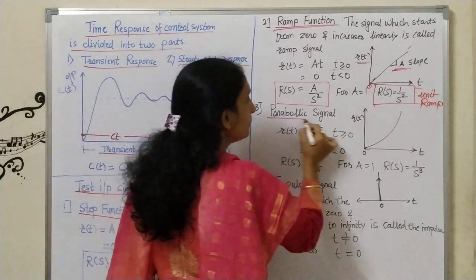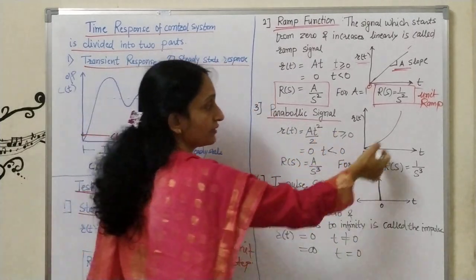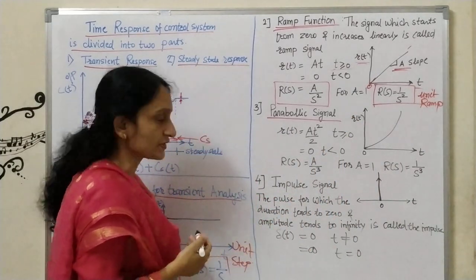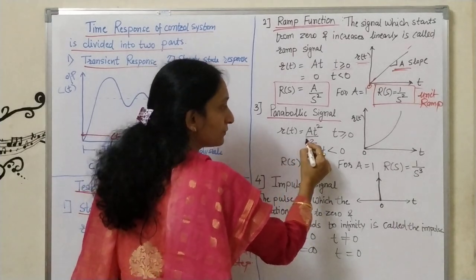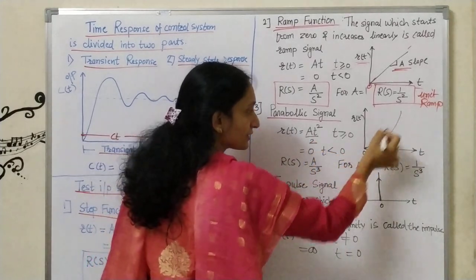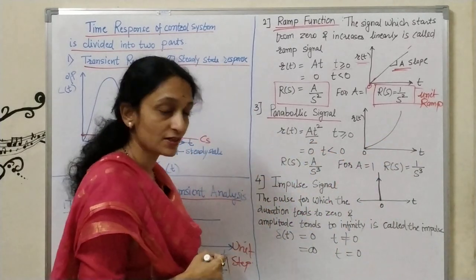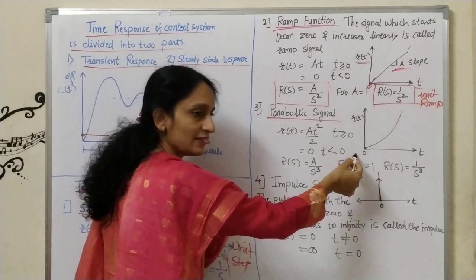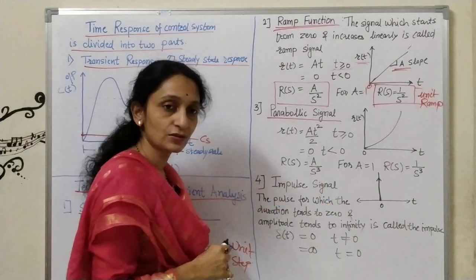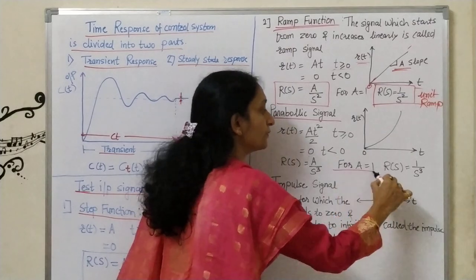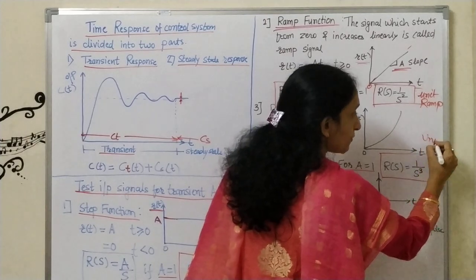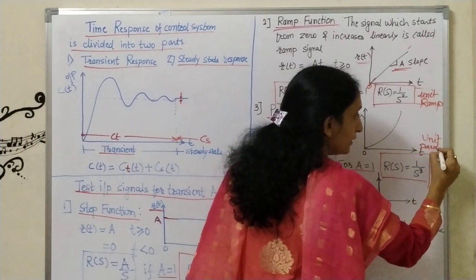Now the third one is the parabolic signal. We are all familiar with this response, which is called parabolic. Now look at this. R of t is given by at square by 2. This response equation is given by at square by 2 for t greater than or equal to 0. For t less than 0, no response will be there. Again we need to take the Laplace transform. R of s is equal to a by s cube. Again we will do the same thing. Substitute a is equal to 1. We get R of s is equal to 1 by s cube. That is called the unit parabolic response. So this is unit parabolic.